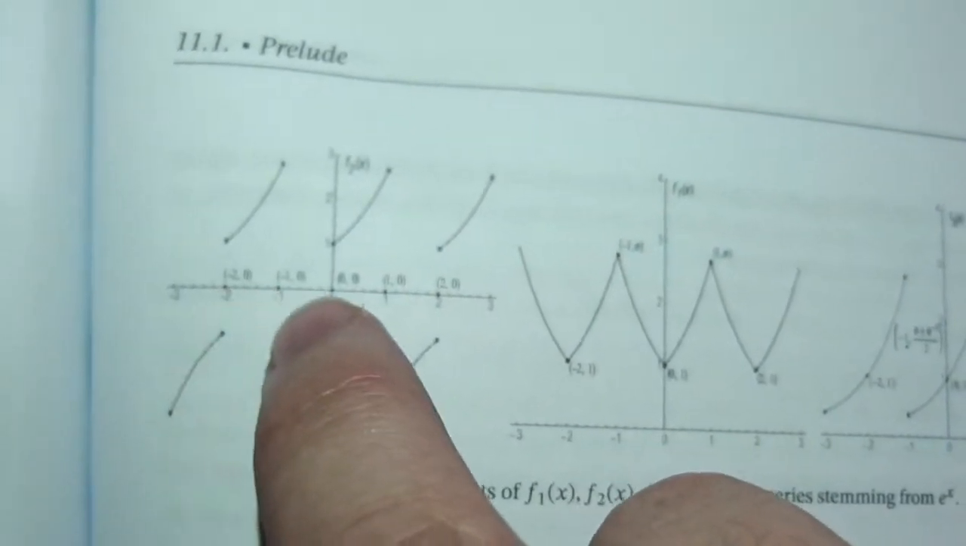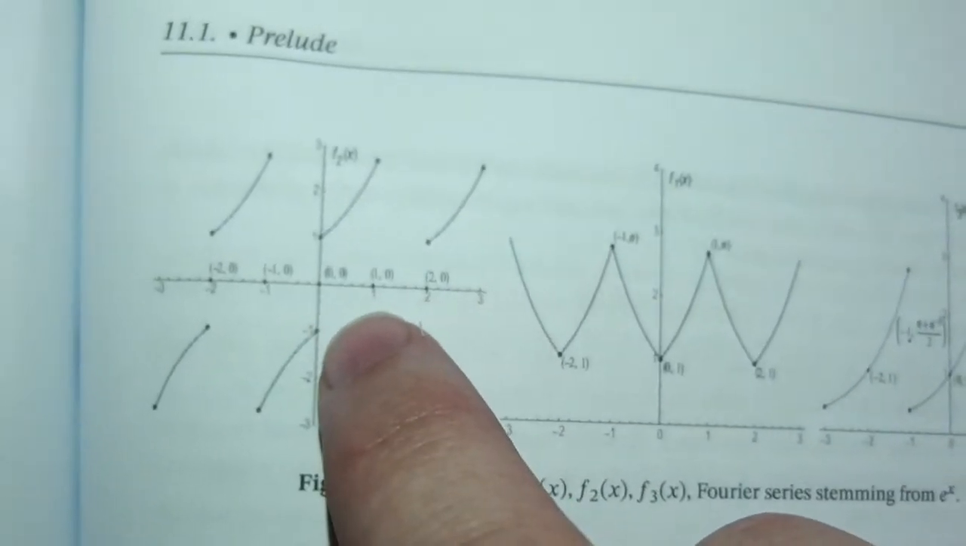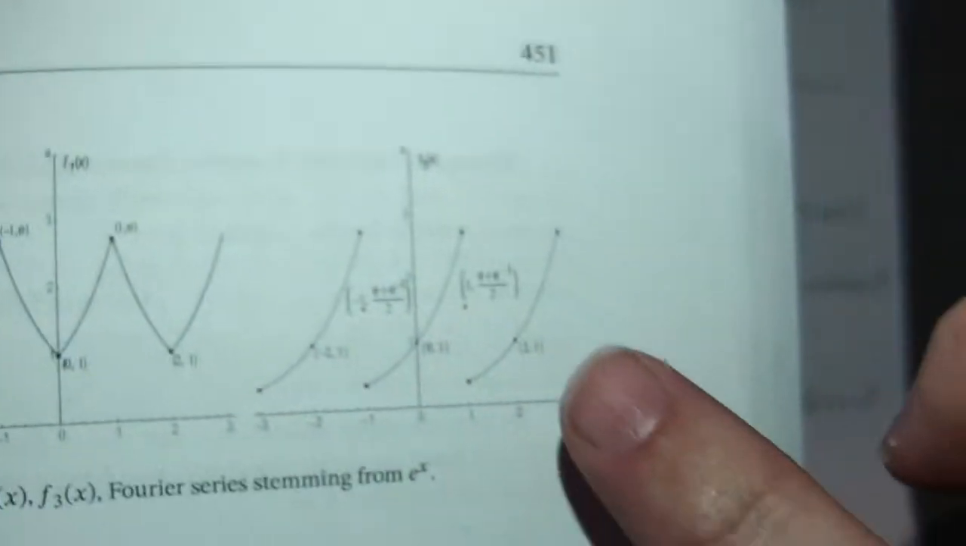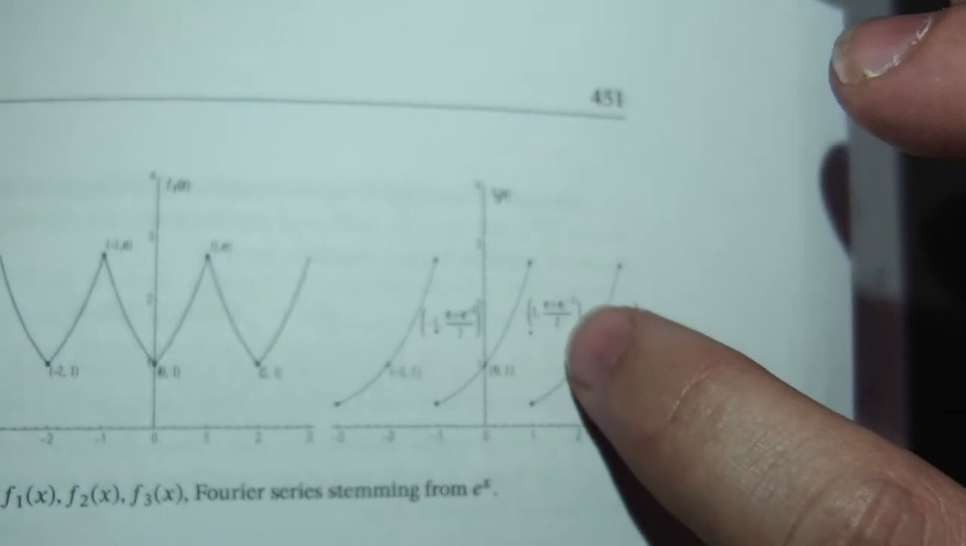So at each of those jump discontinuities, the Fourier series is 0 here. So this is the Fourier sine series. For the full Fourier series, the values of the jump discontinuities are here. This is like e plus 1 over e over 2.